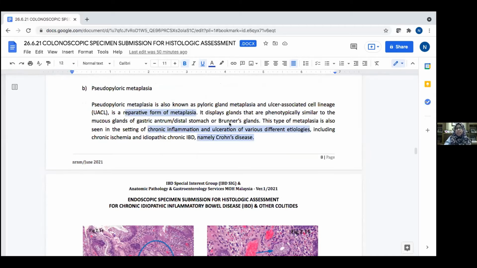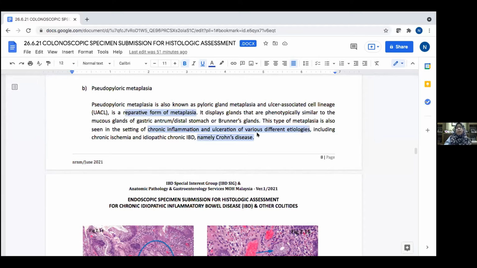Now, pseudopyloric metaplasia is when you see glands that look like pyloric glands in the stomach, or Brunner's glands in the duodenum. You can see them anywhere from small bowel to rectum, but they are actually a form of reparative metaplasia. They usually appear in the setting of chronic ulceration. Most commonly you see them in Crohn's disease, but you can also see them in chronic ischemia.